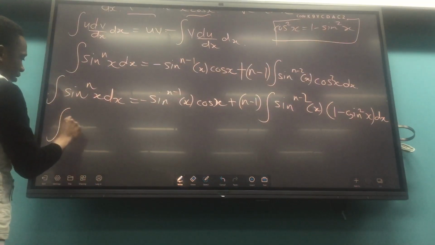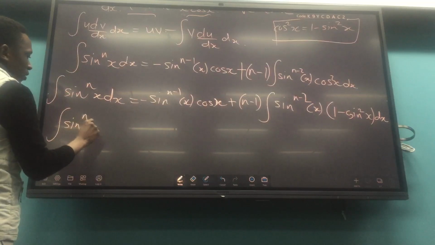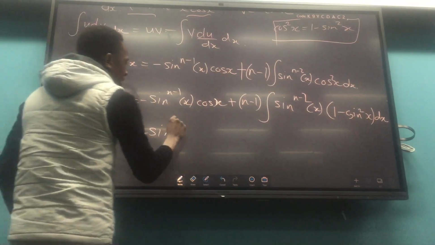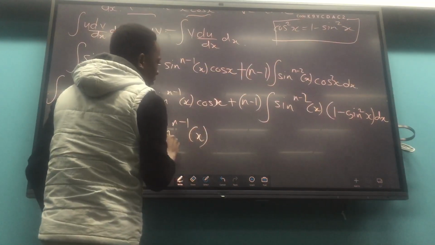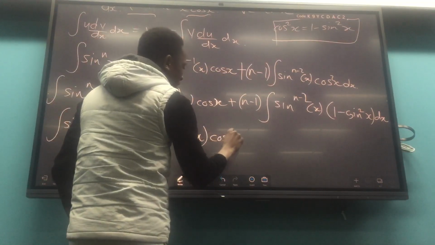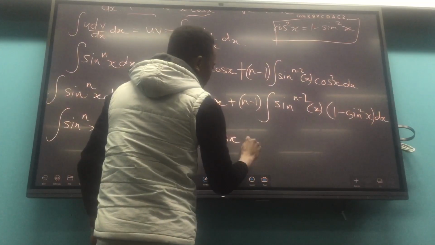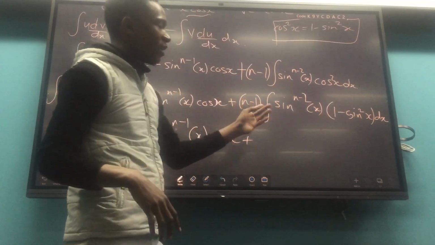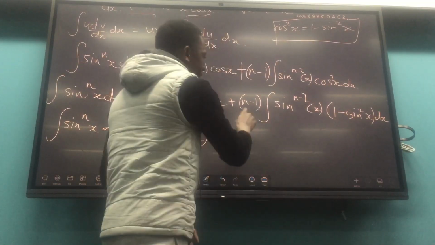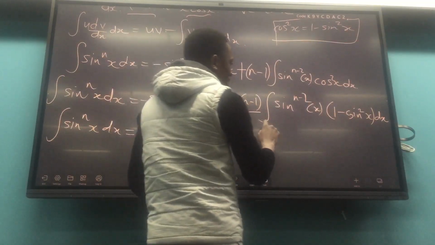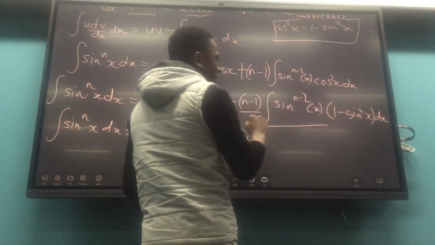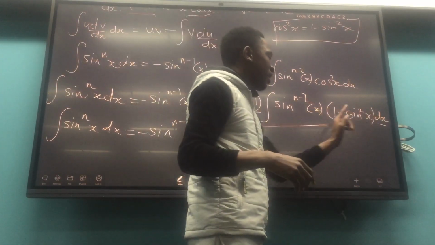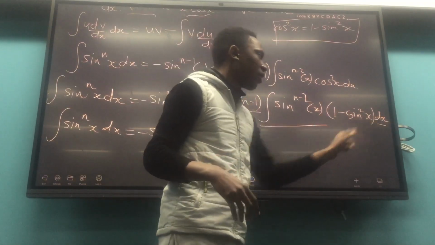So that's going to be the integral of sine to the n of x dx equals minus sine to the n minus 1 of x cos x, plus we expand that bracket. So basically we are multiplying this bracket with this constant, this part here, and the dx.